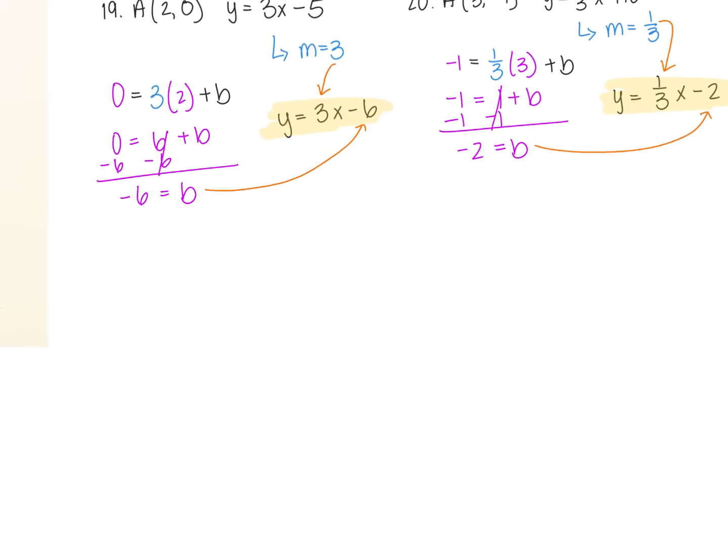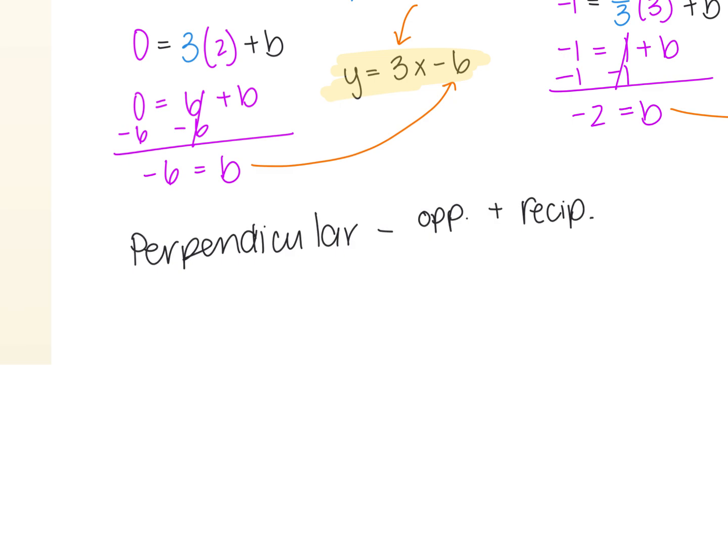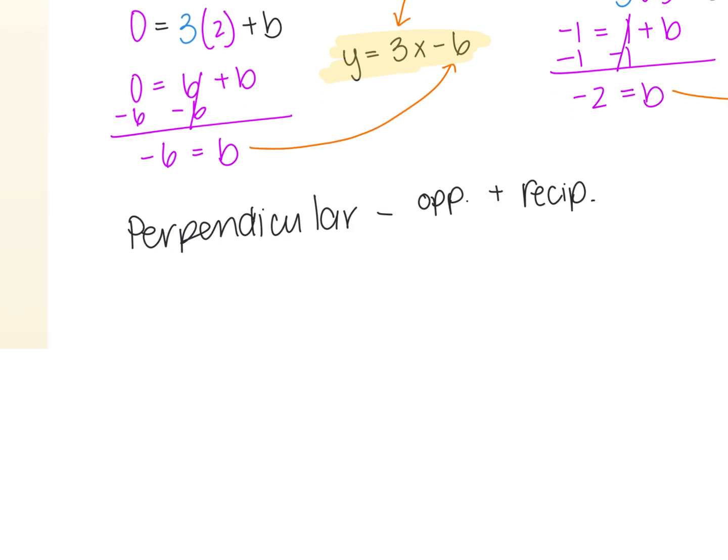Okay. Next 4 was asking for perpendicular. So what's the difference between parallel and perpendicular slopes? Perpendicular, what does your slope have to be? Go ahead. Opposite and reciprocal. Good. Perpendicular is opposite and reciprocal. Okay, it has to be both. It cannot be one or the other.